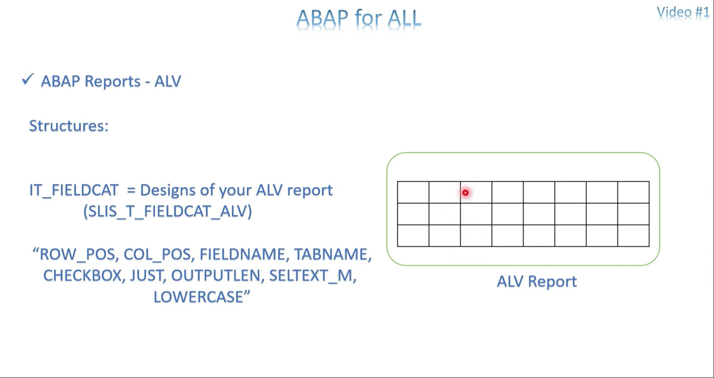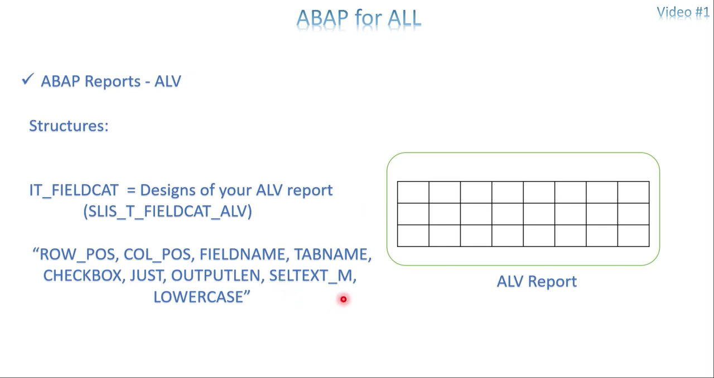Justification, alignment. This particular field is going to be aligned left, right, or middle. In that case, you have to use the parameter called just. Okay, and then output length. What is the output length of my first field, second field, or every field? It depends, right? Material number is mostly 20, and material description could be 40.